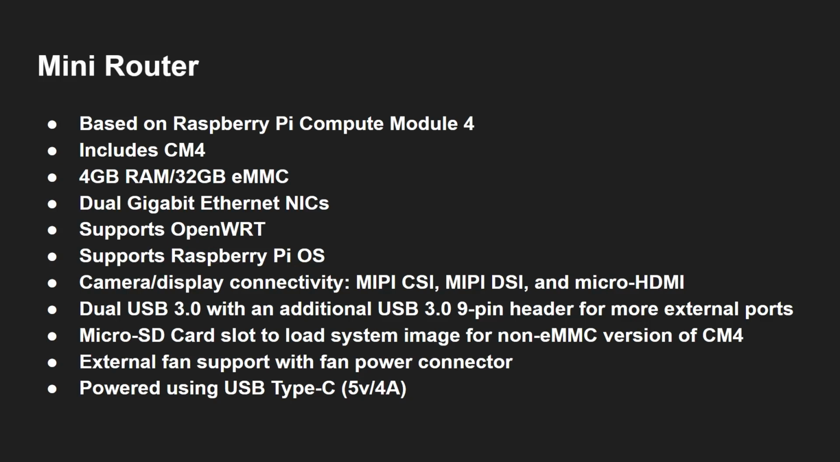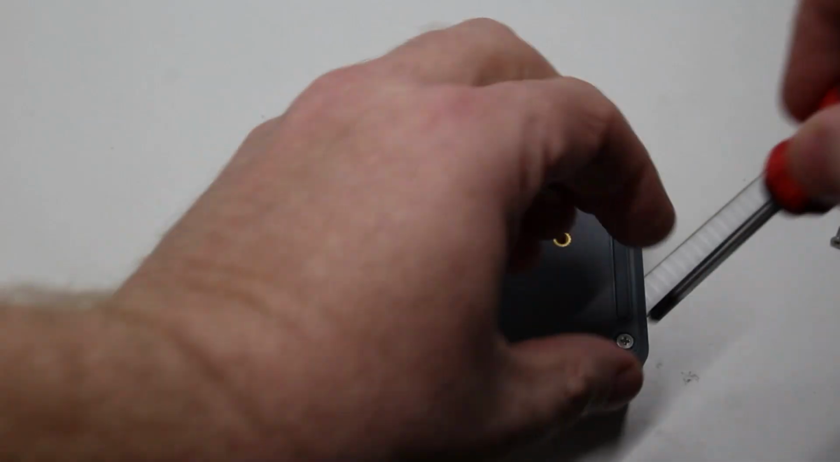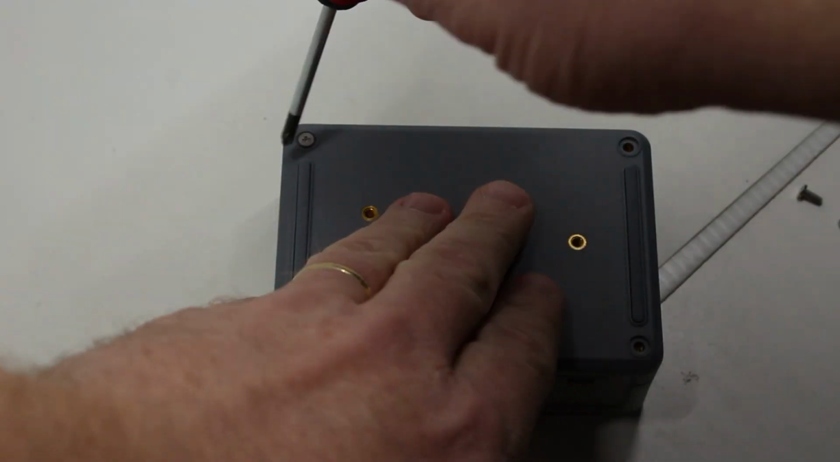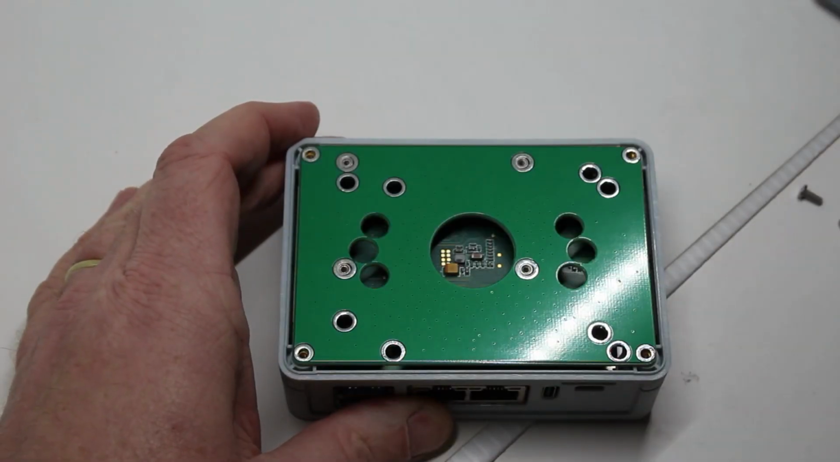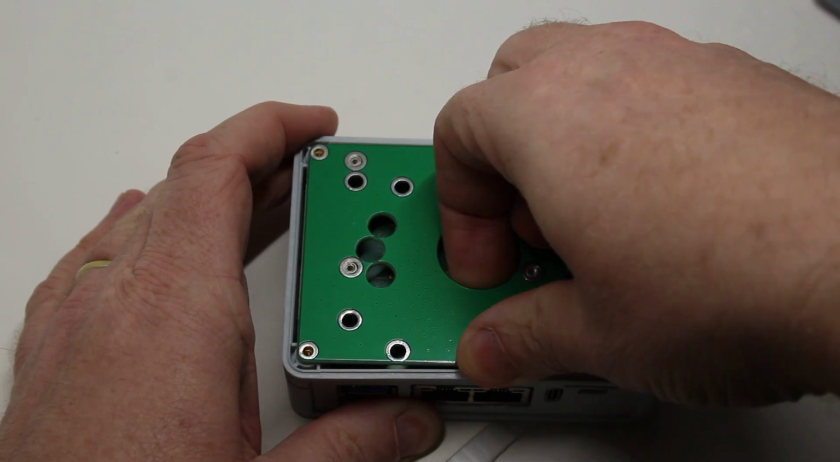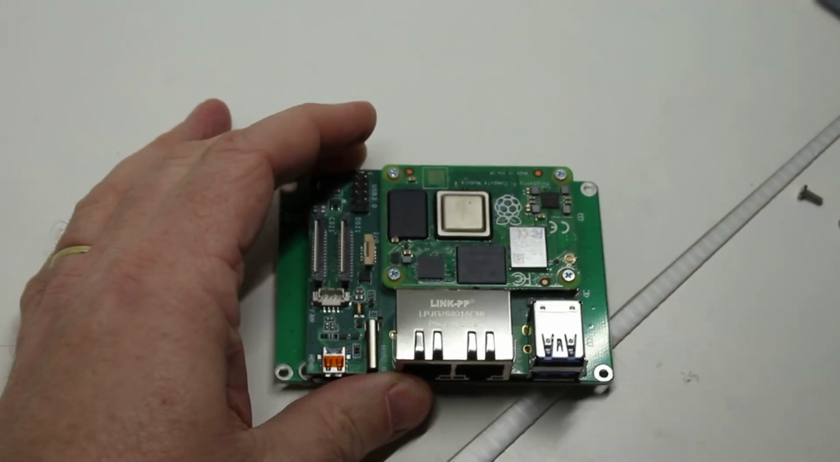You've got lots of other connectivity because this is an alternative carrier board, so you do have camera and display interfaces, including HDMI. You've got dual USB 3, and also on the board itself, you've got another 9-pin header for even more USB 3 ports. You've got a micro SD card slot if you need to use it with a non-eMMC version of the compute module 4. There's external fan support, and it's powered by USB Type-C. The adapter you get in the full kit is 5 volts and 4 amps, which is a very healthy power supply, allowing you to connect things like external hard drives without it being a drain on the overall power, so that's really good.